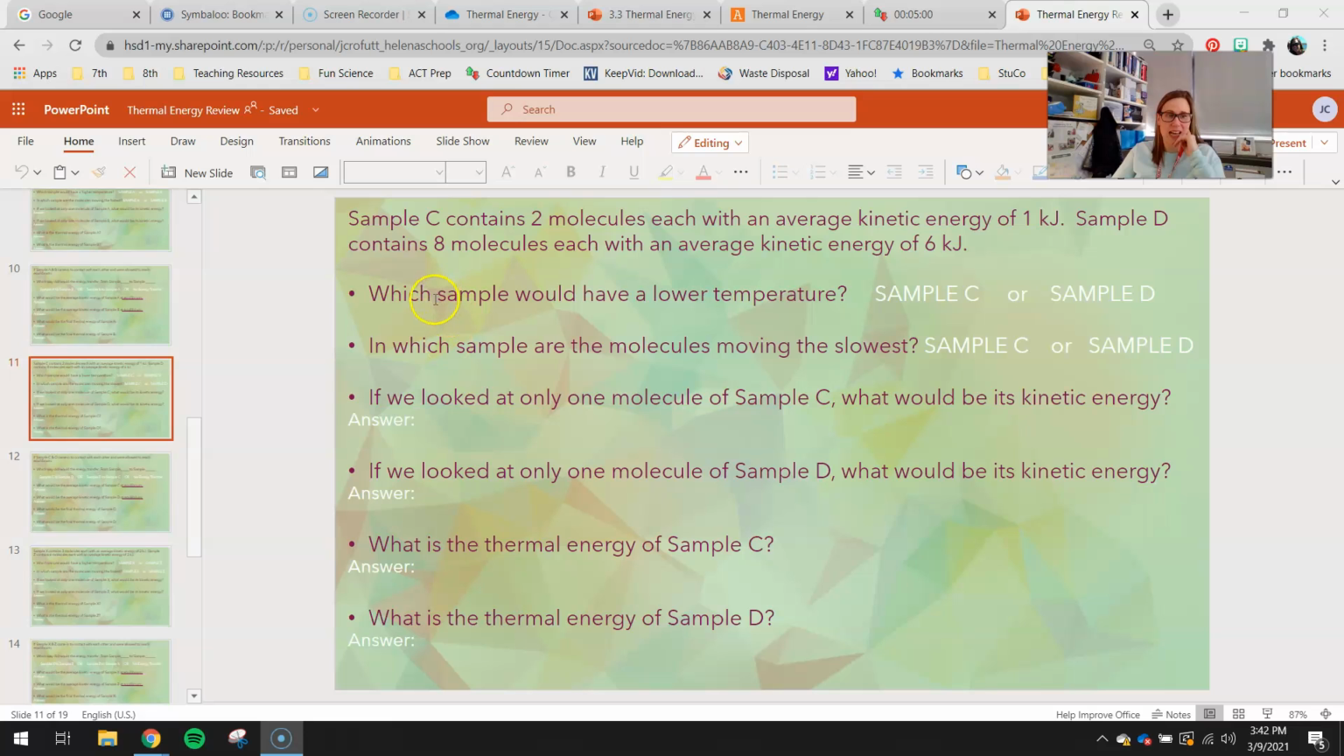Okay, so on slide 11, it says sample C contains 2 molecules, each with an average kinetic energy of 1 kilojoule. Sample D contains 8 molecules, each with an average kinetic energy of 6 kilojoules. Really, guys, the biggest thing I wanted to explain is this is going to be really hard for you guys to do these problems if you can't visualize them.